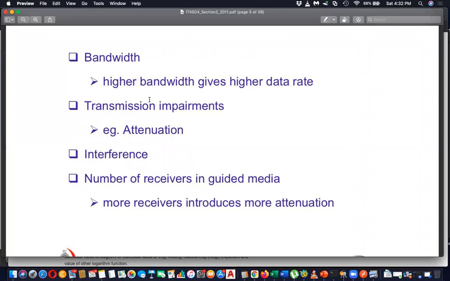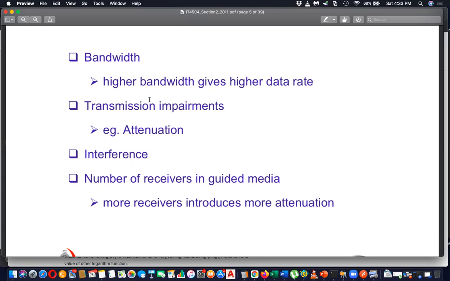Attenuation, delay distortion, and noise. Attenuation means basically, as you go away from the source, the power of the signal decreases. So signal power will be diminishing when the distance from the source is increasing. That is called attenuation. Attenuation is a common property.